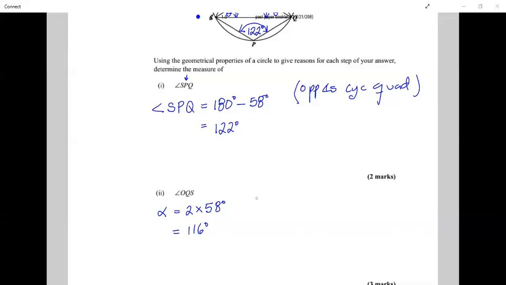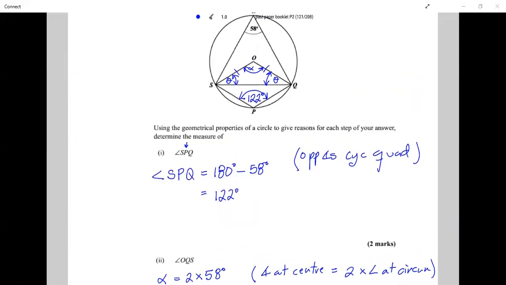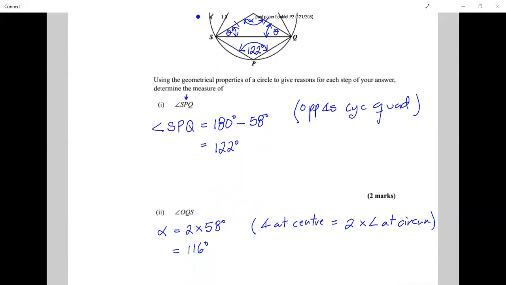And the reason for this is that the angle at the center is equal to 2 times the angle at the circumference. All right, the angle at the center, which is the angle at O, alpha, is equal to 2 times the angle at the circumference, which is 58. It's equal to 116 degrees.